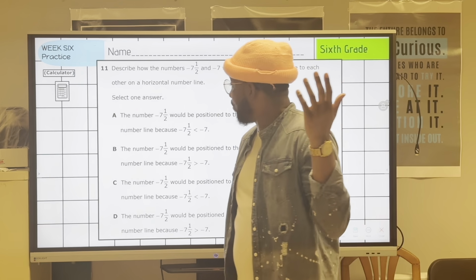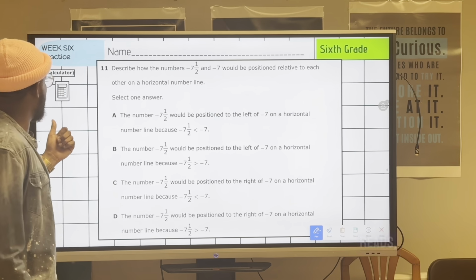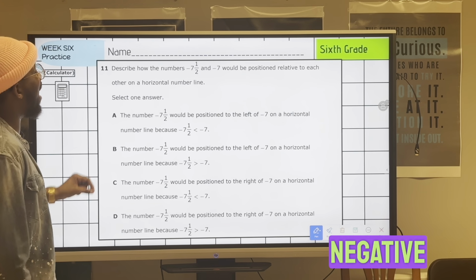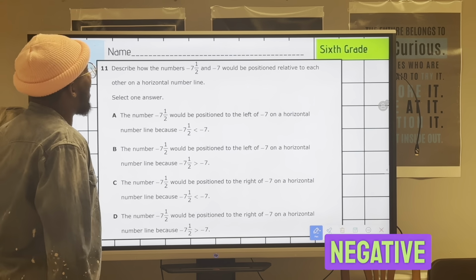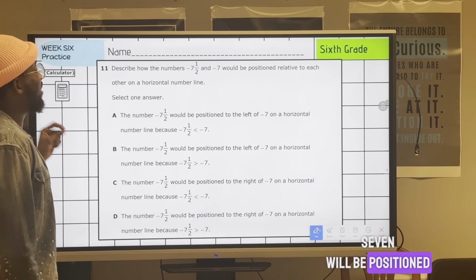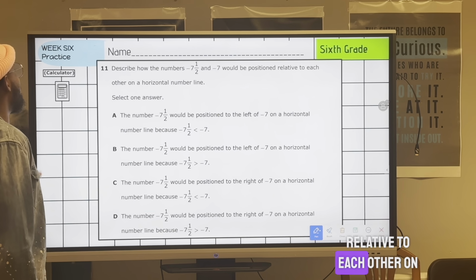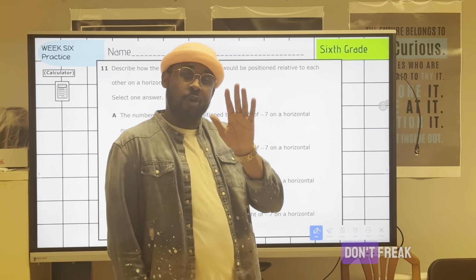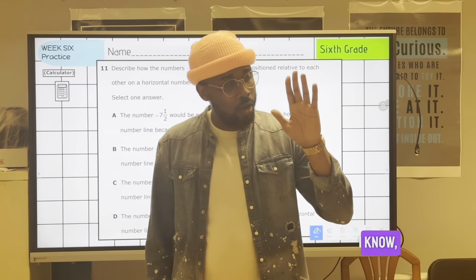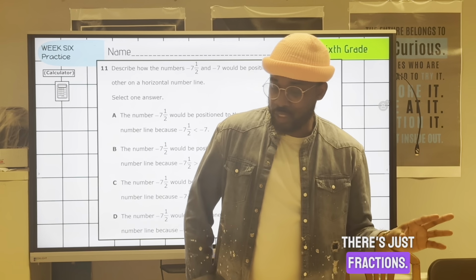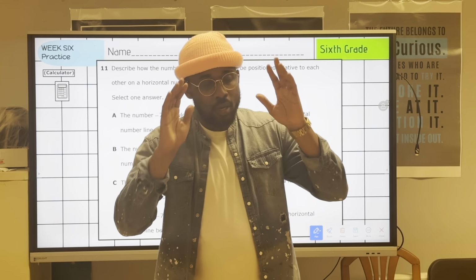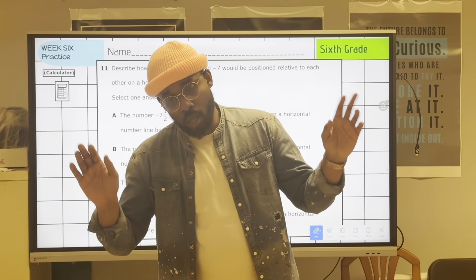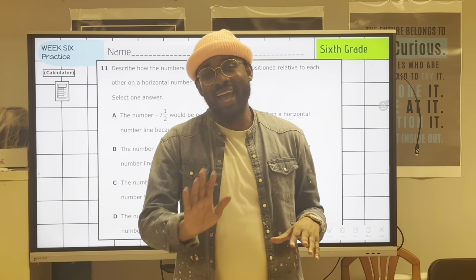And we're back. All right, so the problem reads, describe how the numbers -7.5 and -7 will be positioned relative to each other on a horizontal number line. All right, don't freak out, don't go crazy. I know, there's fractions, there's negatives. It's gonna be all right, I got you.